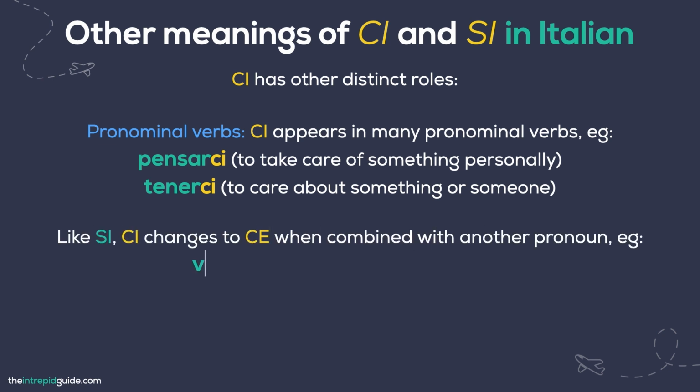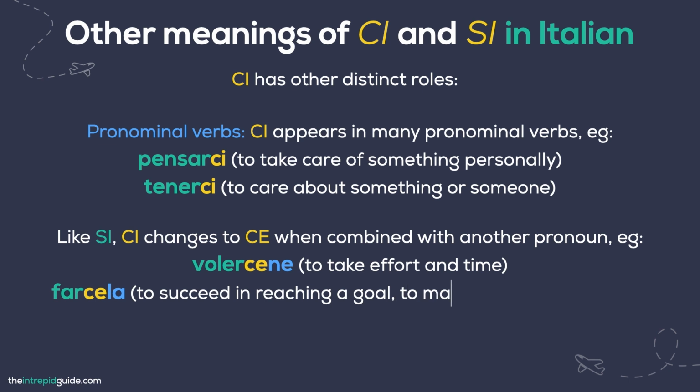Like si, ci changes to ce when combined with another pronoun. For example, Volercene, to take effort and time, or Farcela, to succeed in reaching a goal, to manage to do something. Now, these examples only scratch the surface of the roles of ci in Italian. To learn more, watch this video here on ci and ne.